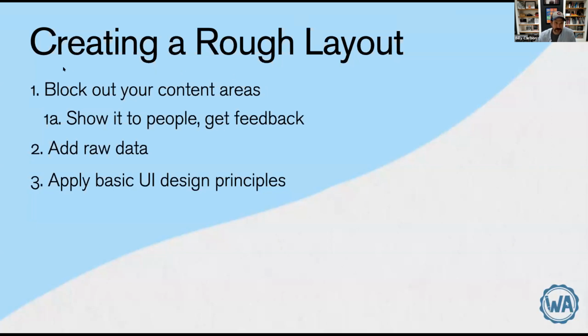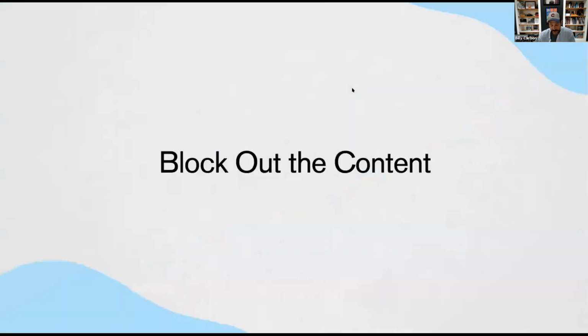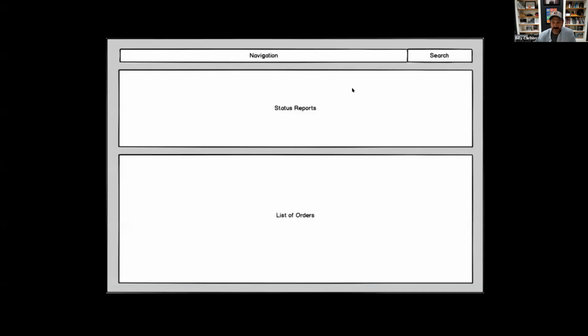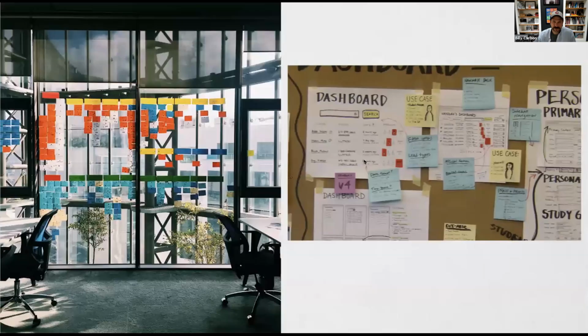We want to start with creating a rough layout. We want to block out content, show it to people, which is very important, and then add the raw data and apply basic UI design principles to it. Blocking out the content isn't actually that hard. You can do it within 10 seconds in Balsamiq or by sketching it out. Just try to explore different ways that you can lay out the content that make sense based off of what you learned. There are different ways you can do it.